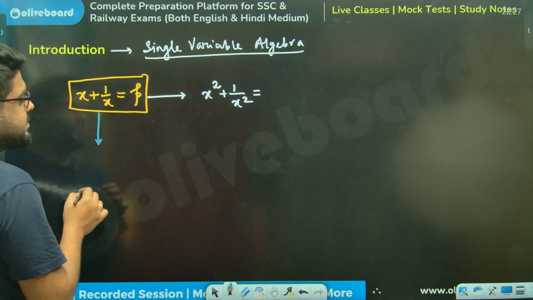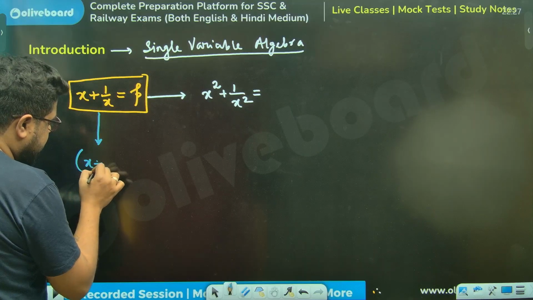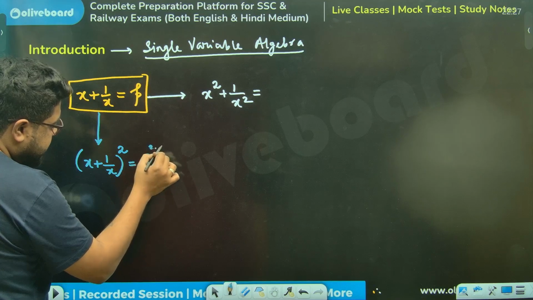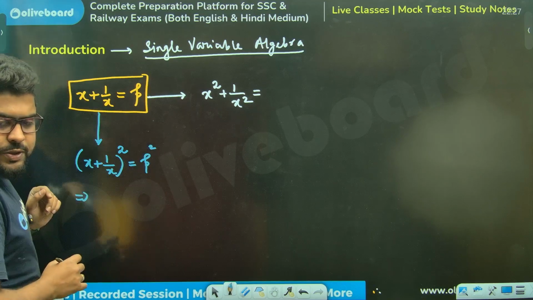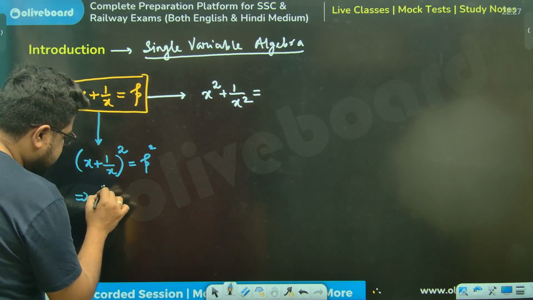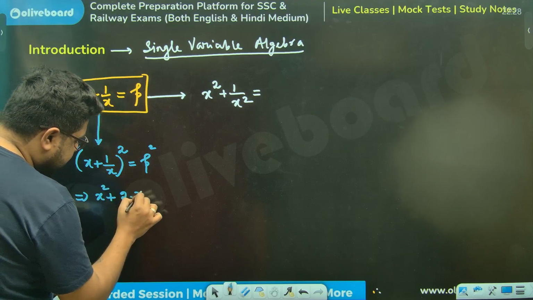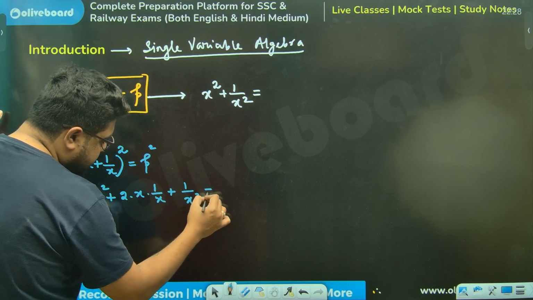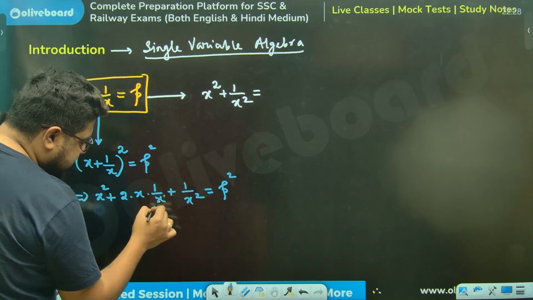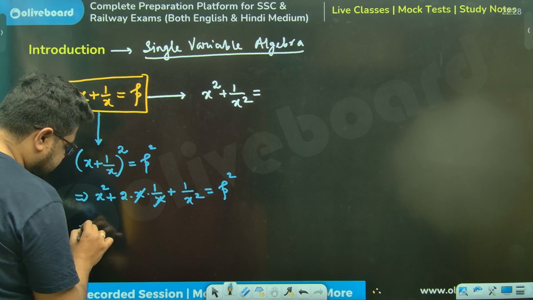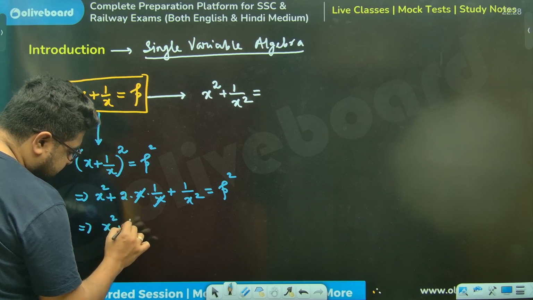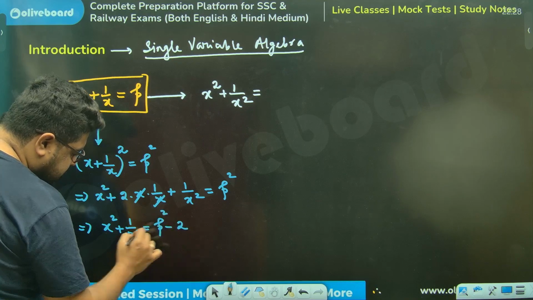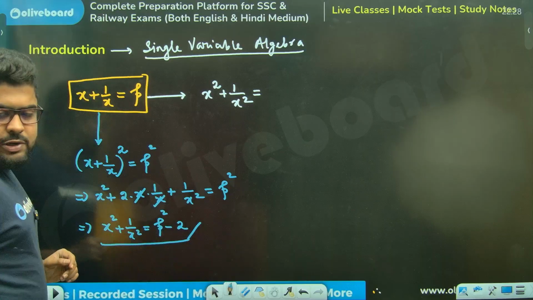Always whole square this both sides. So if I do that, I'm getting x plus 1 by x whole square equal to p square. Next, a plus b whole square formula gives us a square plus twice of a into b plus b square. Now, if you see, this cancels. So ultimately, can I say x square plus 1 by x square is equal to p square minus 2, sir. And this is my formula.